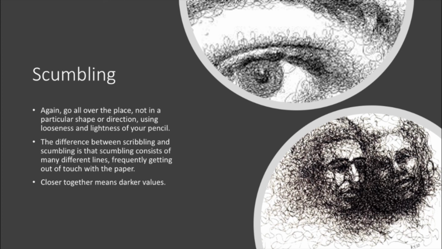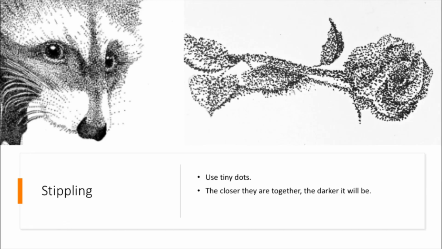You can see here in the examples that these are made by scumbling techniques. And then there's stippling. You might have heard of that. You use tiny dots, and the closer they are together, the darker it will be.